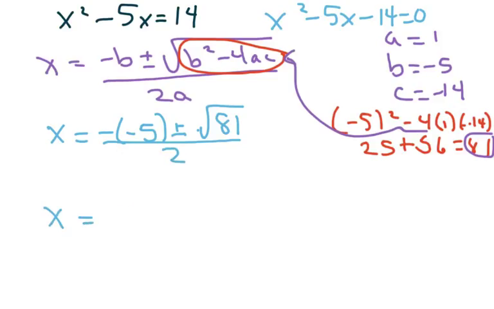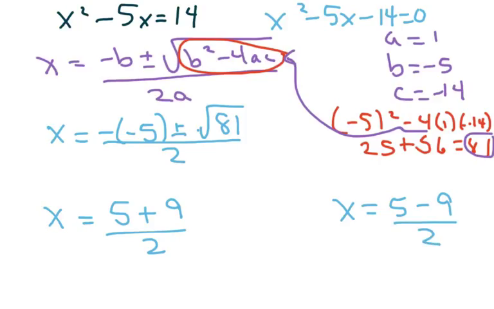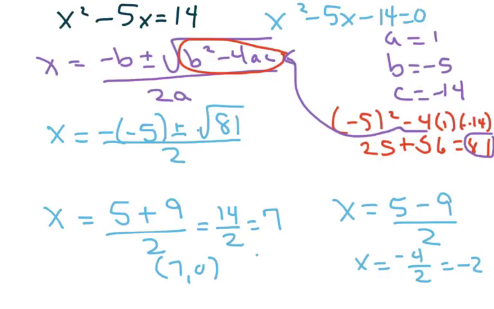x equals 2 negatives make a positive, plus square root of 81 is 9, over 2. And x equals 5 minus 9 over 2. So this is going to be 14 over 2, which equals 7. And this one is going to be x equals negative 4 over 2, which is negative 2. So if you wanted to write it this way, you could. Those are your two solutions.